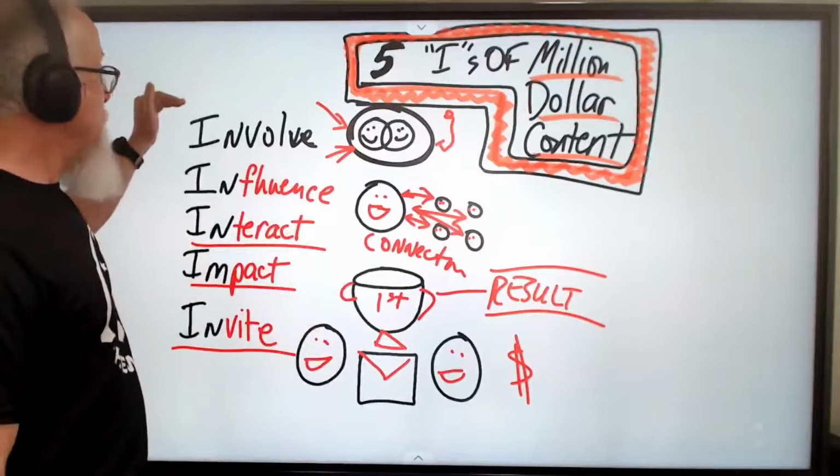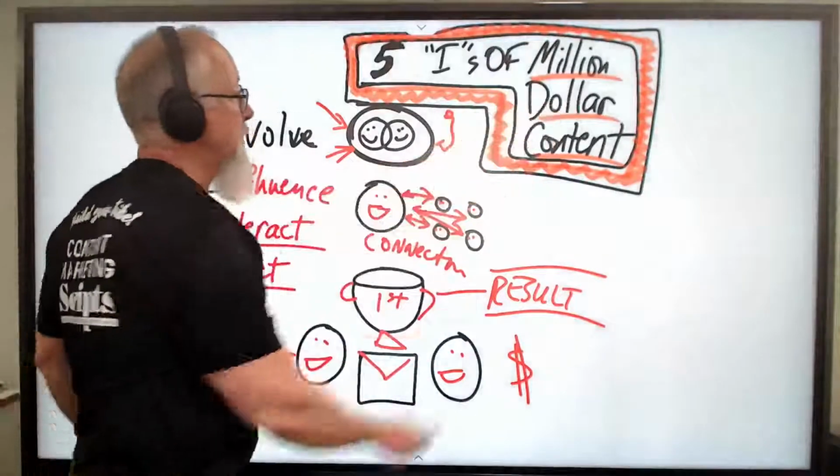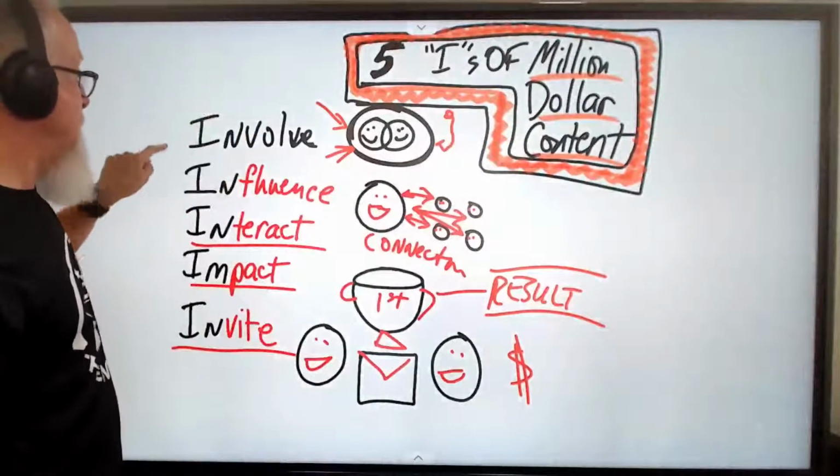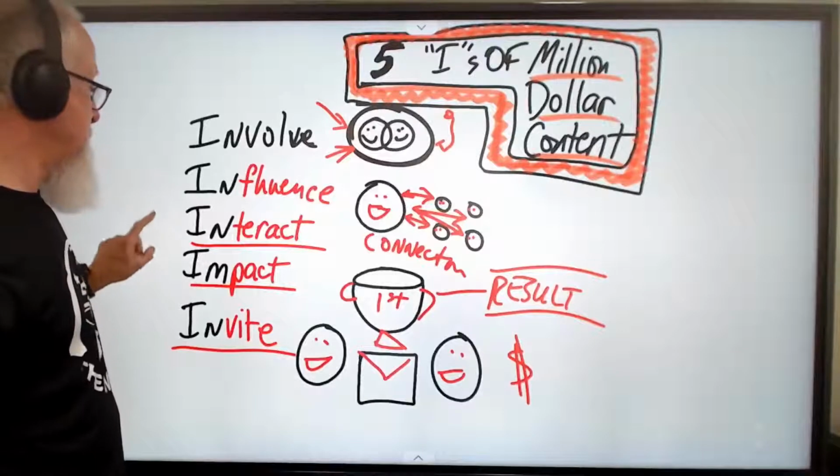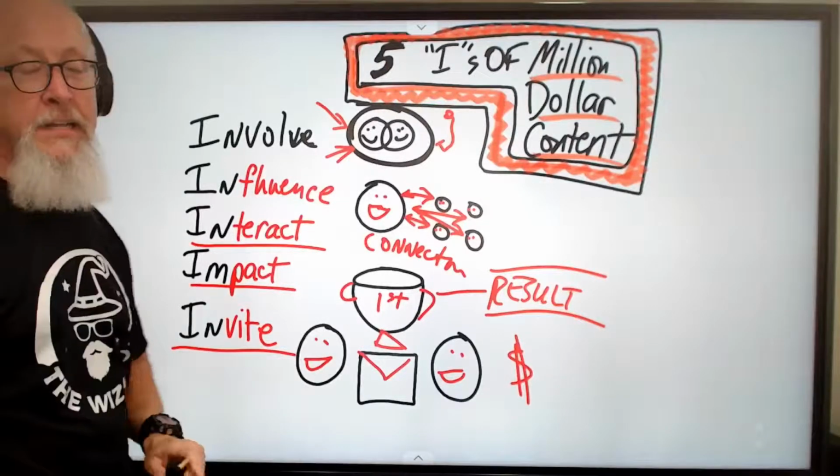So if you want to win the game of content and have million-dollar content, involve them, influence them, interact with them, impact them, and invite them to the next step.